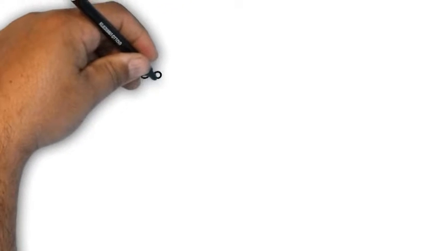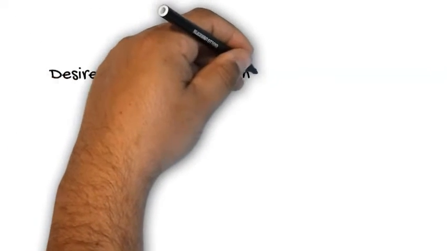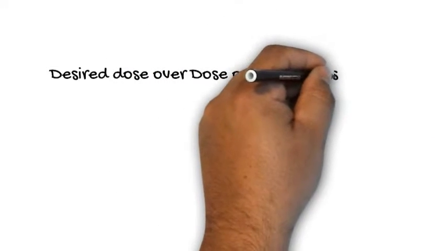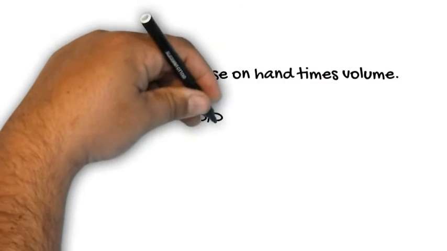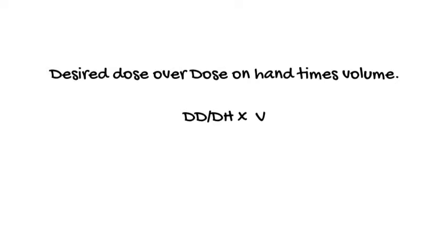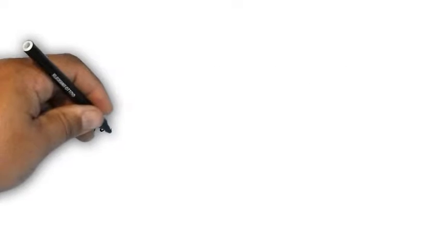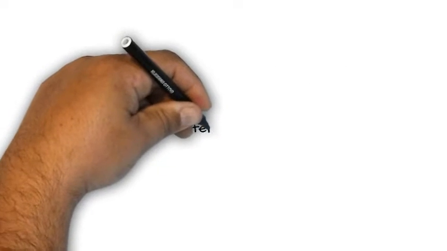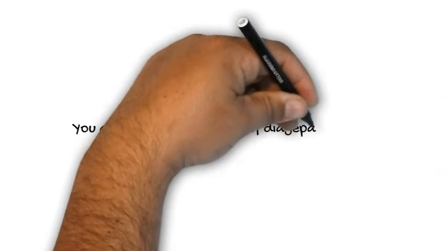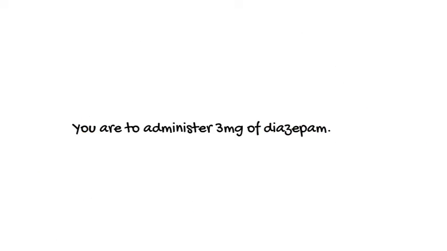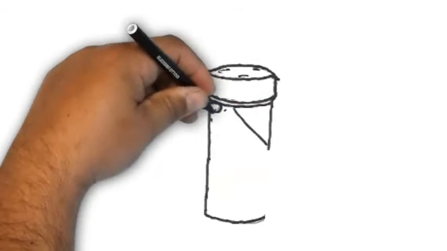And this is the desired dose over dose on hand formula. And it is desired dose over dose on hand times the volume. Let's say you are to administer 3 milligrams of diazepam. On hand, you have a bottle, and it reads diazepam 2 milligrams per tablet.